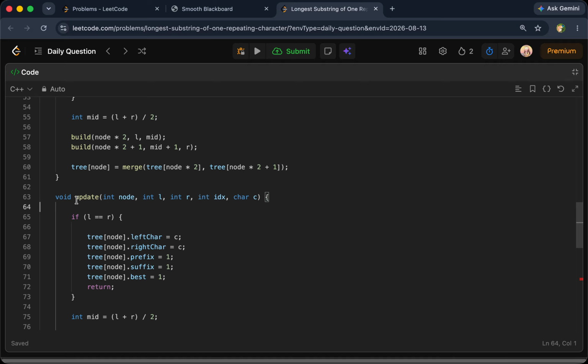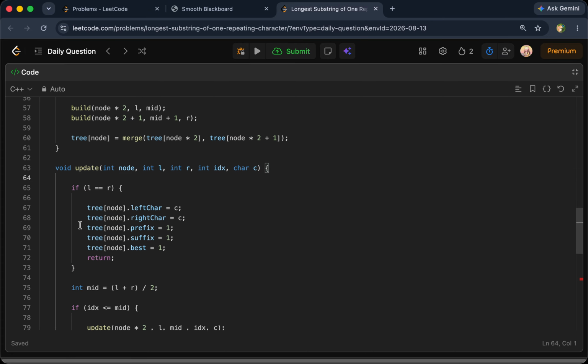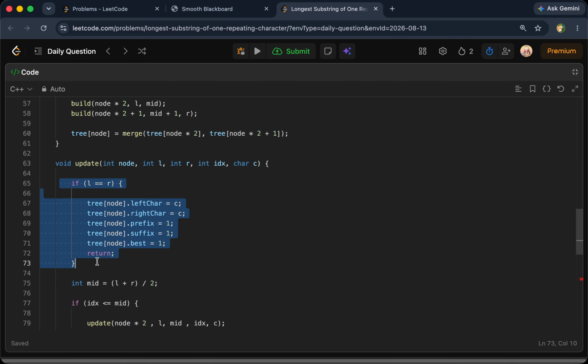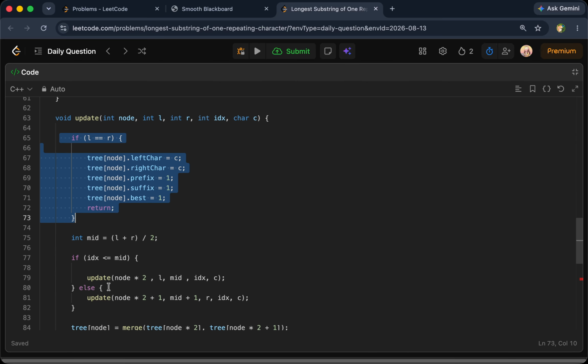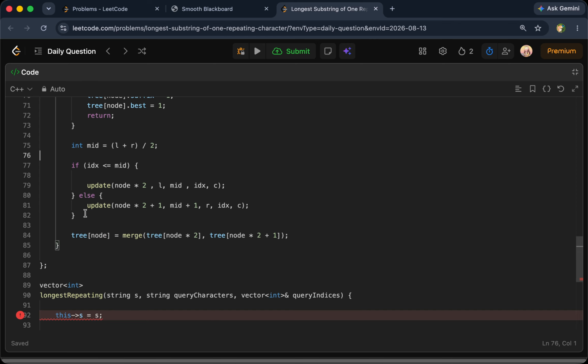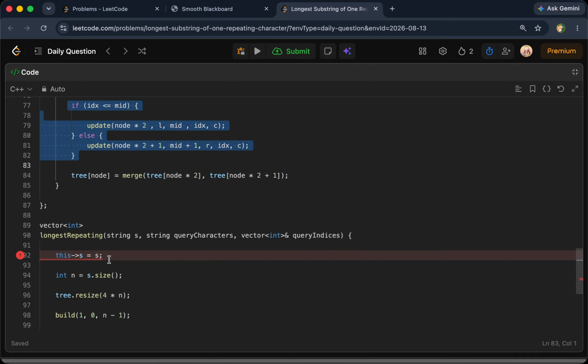So here is update. Now the tree exists, and each query will change one character, so we need this. First, if we reach the exact index, then we calculate mid, then we choose left or right, then we merge again. Here we are merging again, and here we are choosing left or right. So that's all.